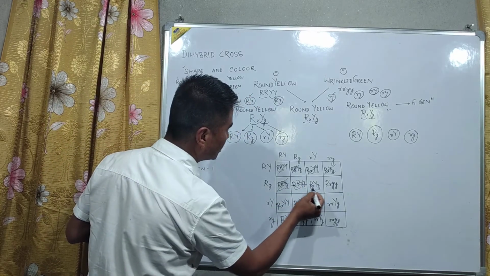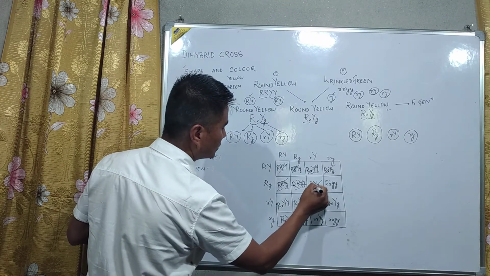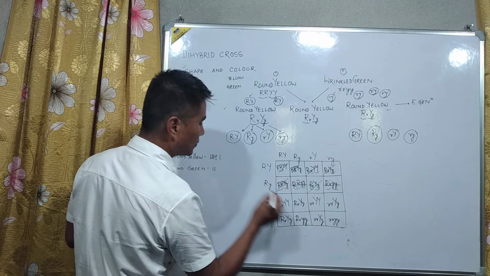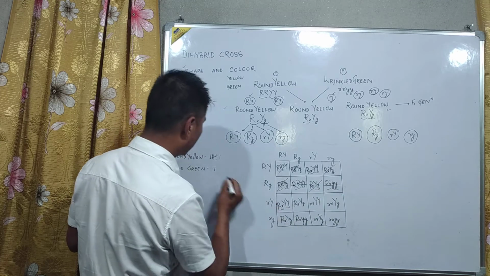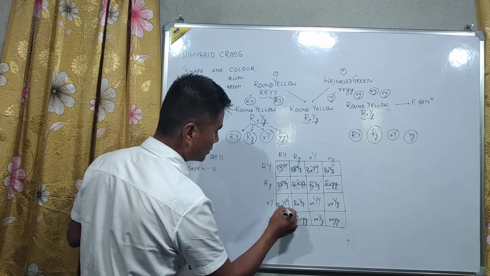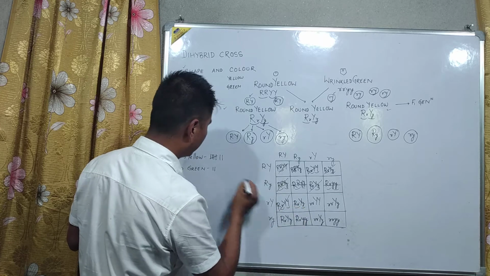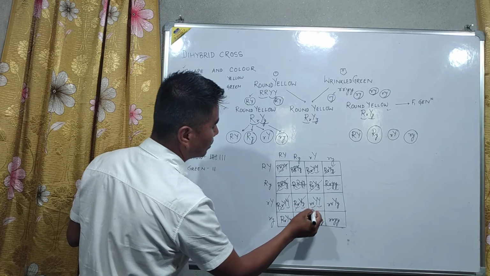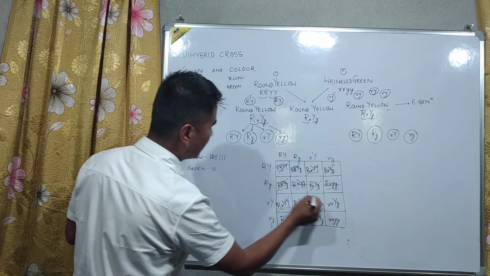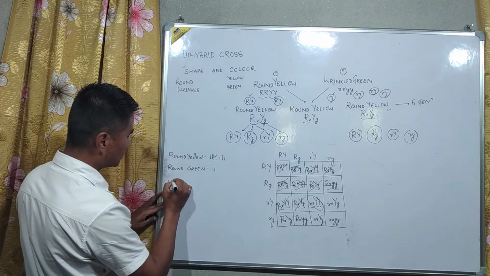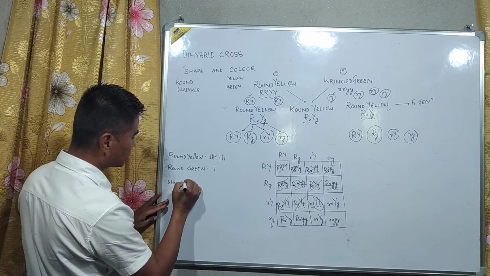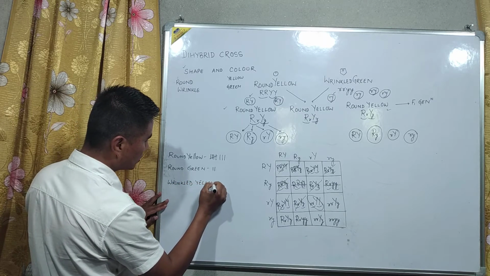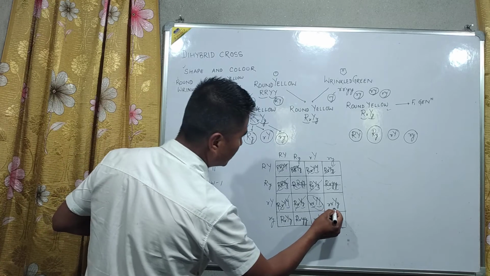Now what is this? Round yellow here. What is this? Round green here. What is this? Round yellow here. What is this? Round yellow here. What is this? Wrinkled yellow again. We don't have this, so we'll write wrinkled yellow is 1 here.